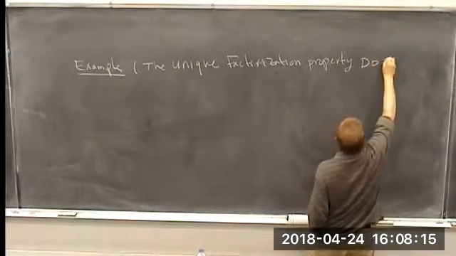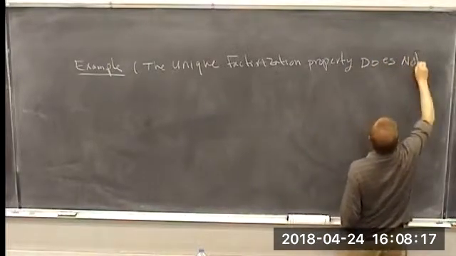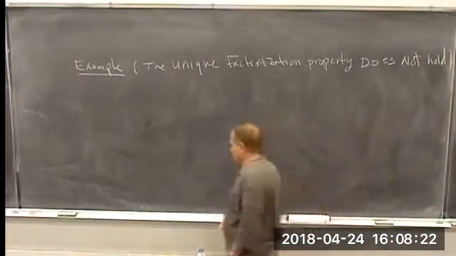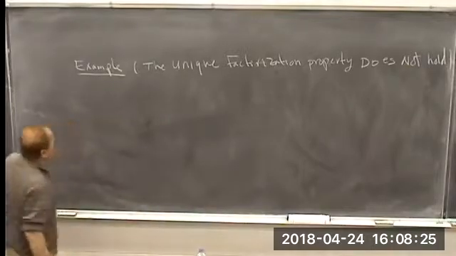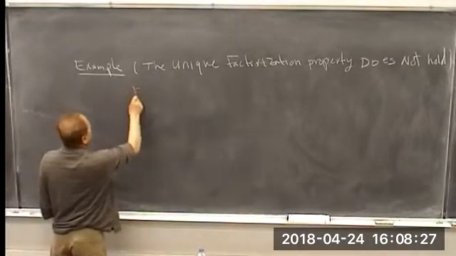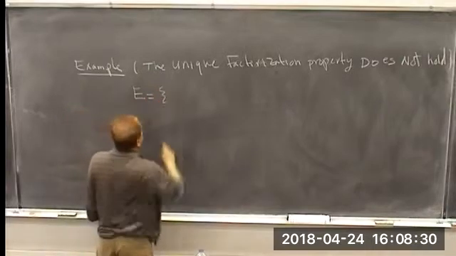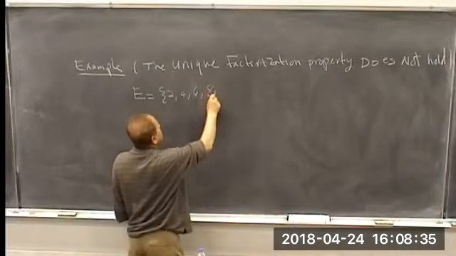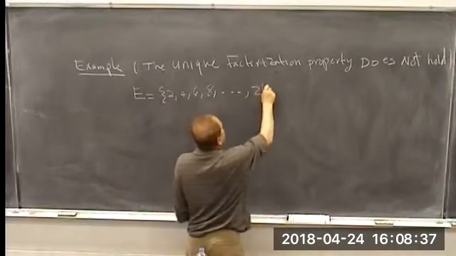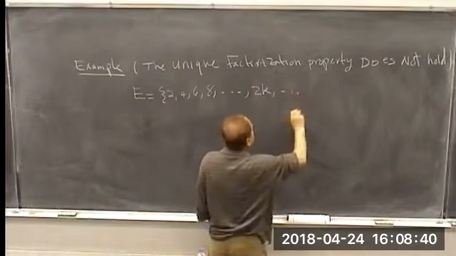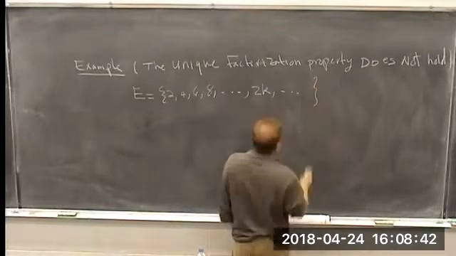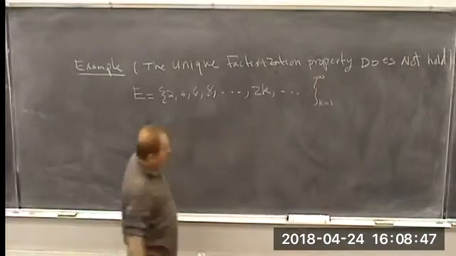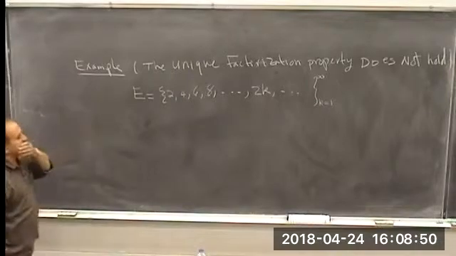Does not hold. All right, so let's consider the set of even natural numbers. So E stands for 2, 4, 6, 8, and so on, where K goes from 1 to 10. And I think this is as a set.